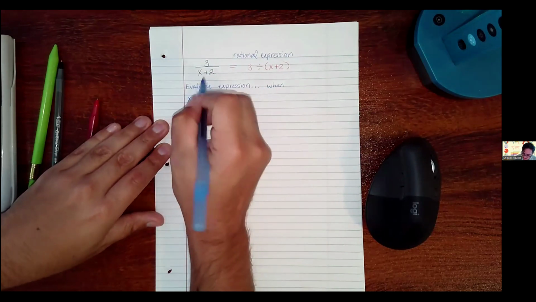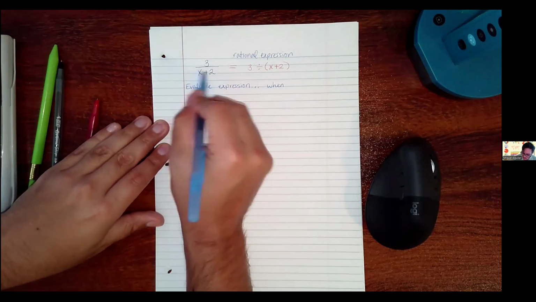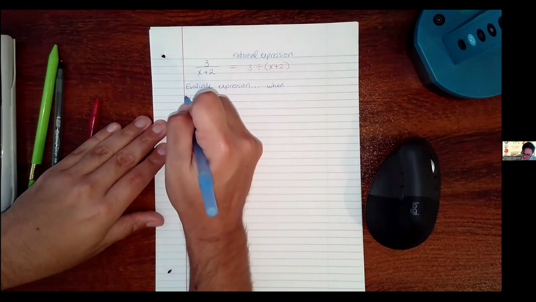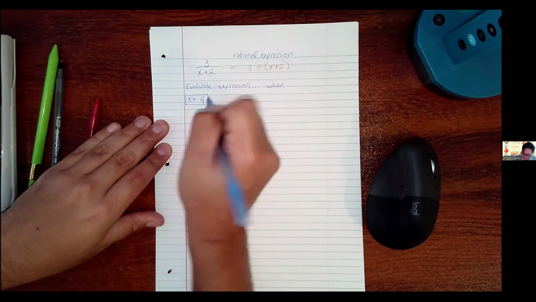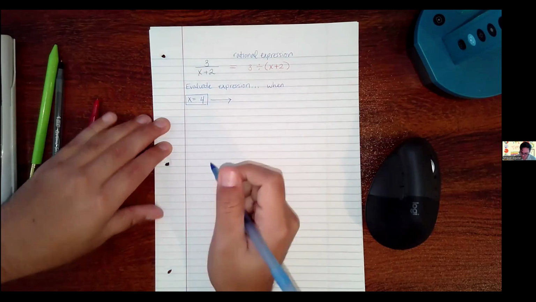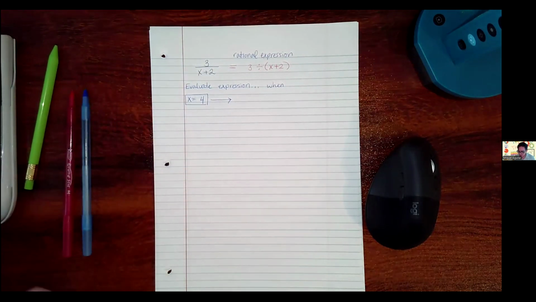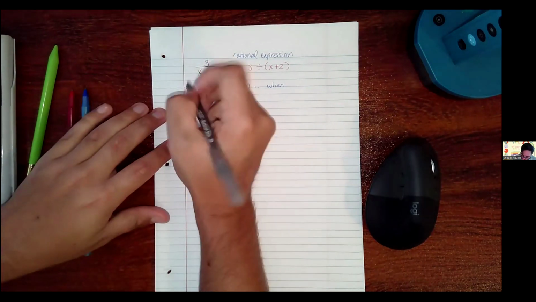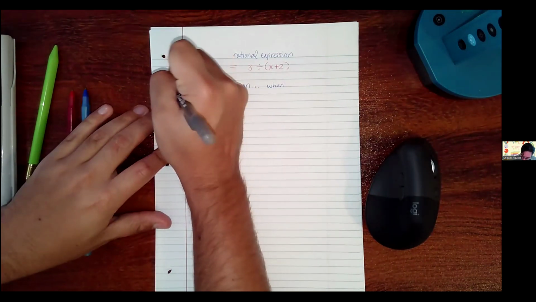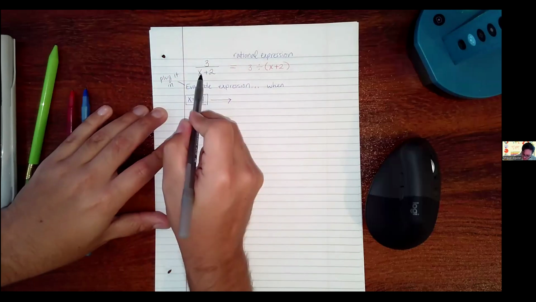So if I ask you, evaluate this expression 3 over x plus 2 when x is equal to 4, what do I need to do? Do you guys know what evaluate means here? Plug it in. Yeah. You see that word evaluate, you need to think plug it in, right? Take this x value, plug it in here.